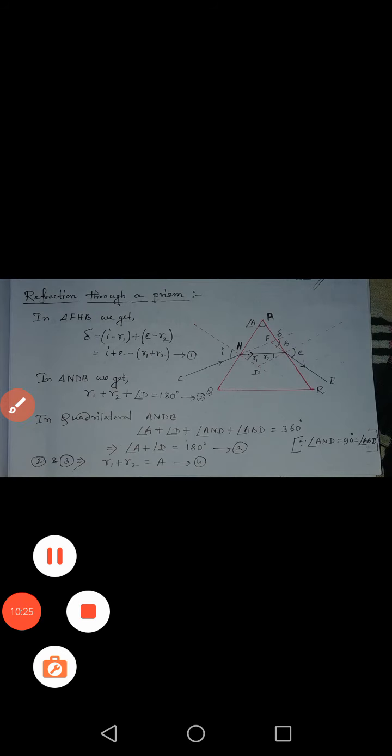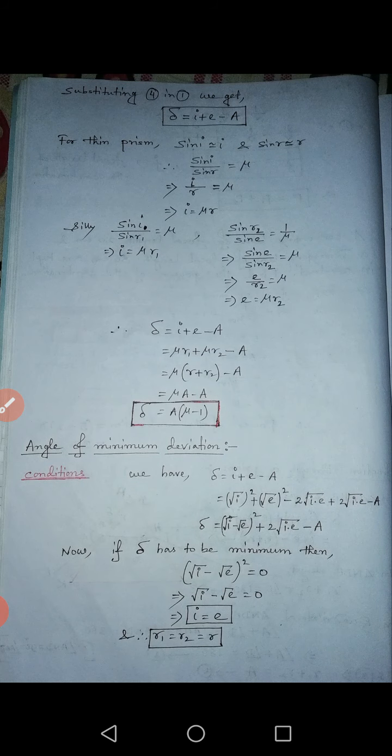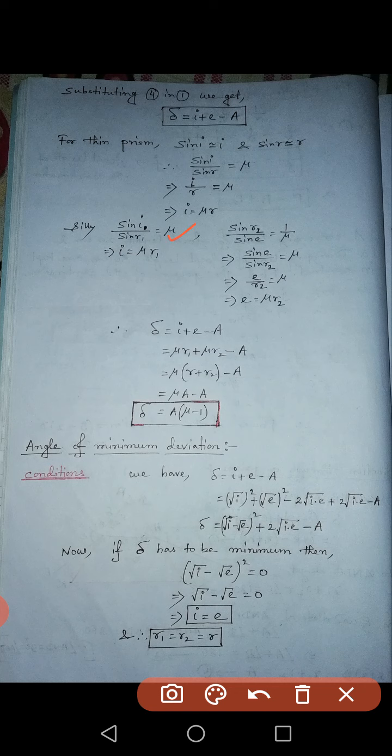Sin R2 by sin E, that will be equal to how much? Will it be mu? It will be 1 by mu, right? Because in the first case refraction was taking place from rarer to denser medium. In the second case the refraction is taking place from denser medium to rarer medium. Alright, so that is why the equations will be like this. For the first refraction the equation is this one, for the second refraction the equation is this one. I think it is clear.